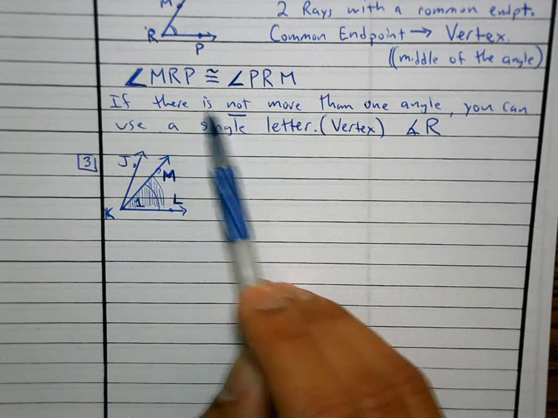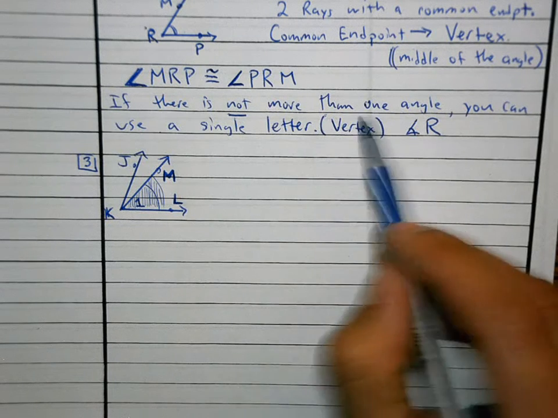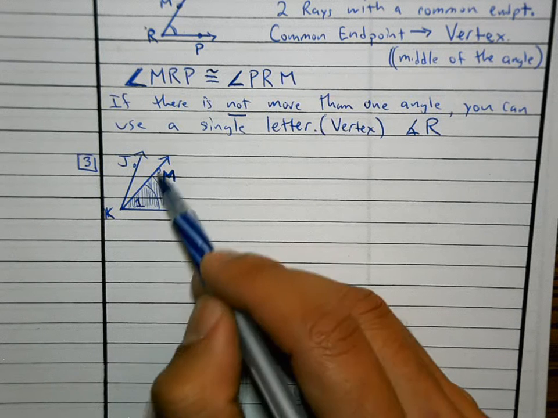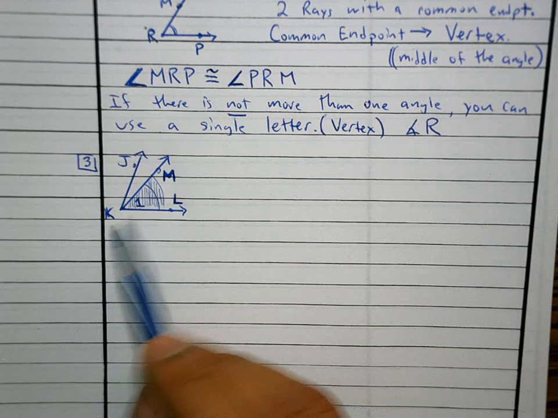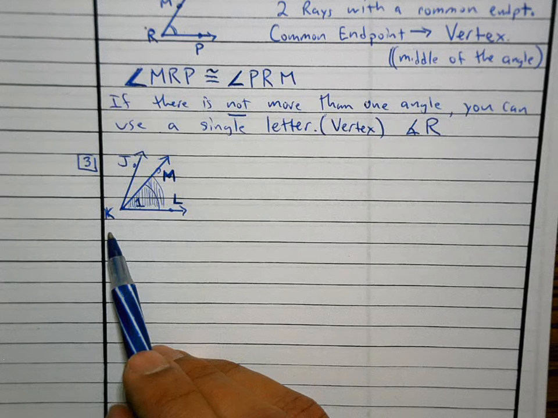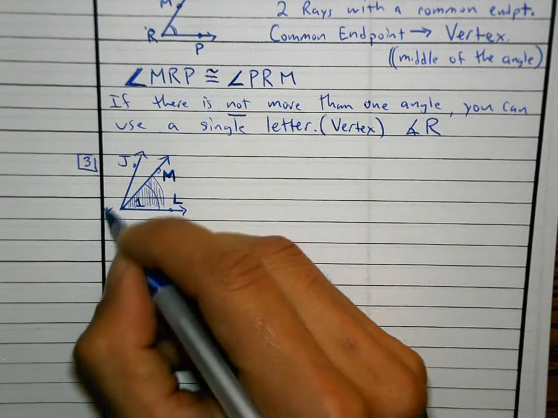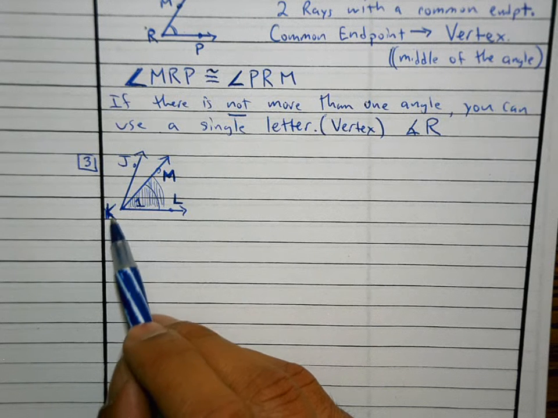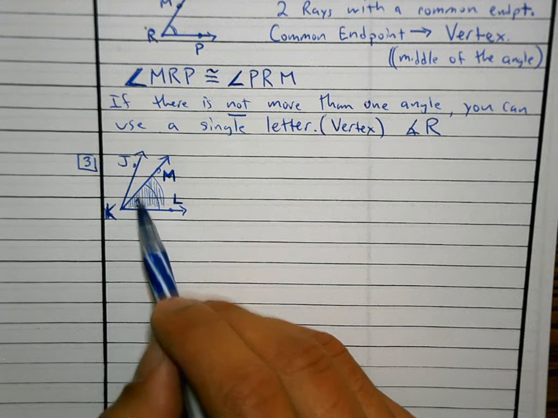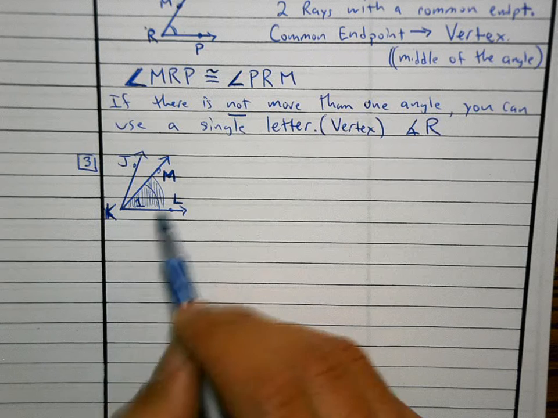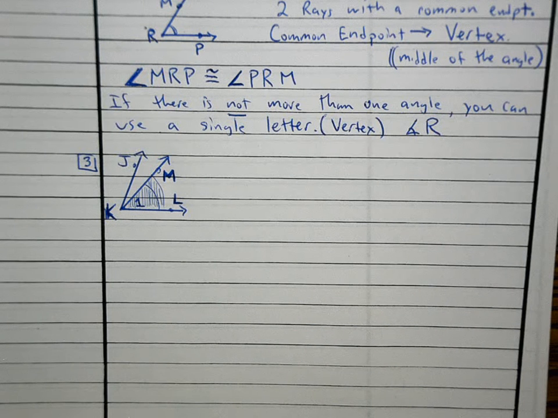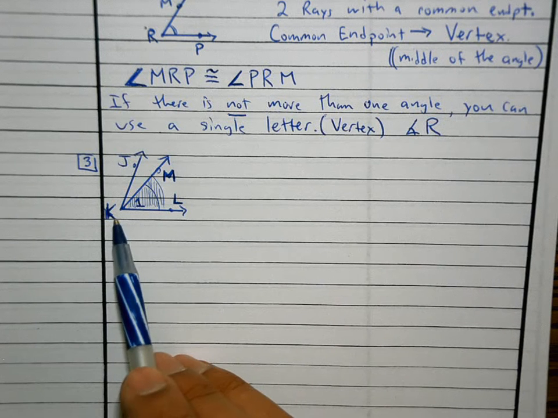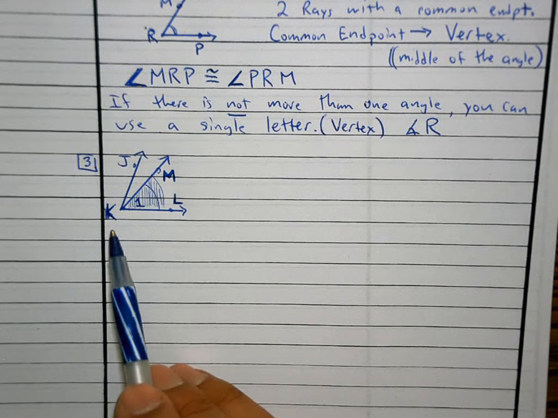If there is not more than one angle, you can use a single letter. When you look at this angle, and we're talking about this one, you cannot call this angle K. The reason why you cannot call this angle K is because we don't know if we're talking about this angle or the big angle or that angle. Angle K is not specific enough. There is more than one angle here, so don't just use a single letter.